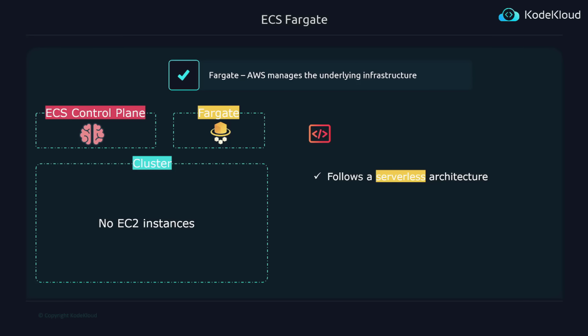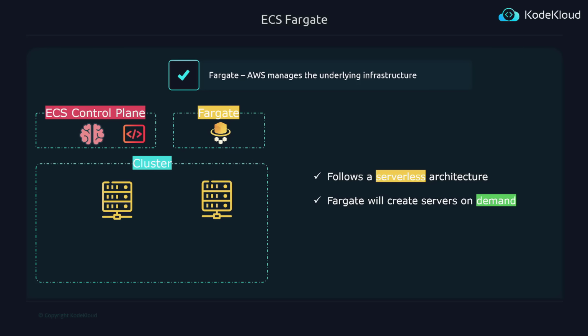But when we go and create an application and send it to ECS, what ECS is going to do is it's going to see that we have no servers to run our application on. So it's going to talk to Fargate, and Fargate will create the servers on demand. So it's going to actually create the underlying resources, whether that's EC2 instances or something else. Fargate is going to handle all of that. And once those instances get created, now ECS can then deploy our containers onto that newly created infrastructure.